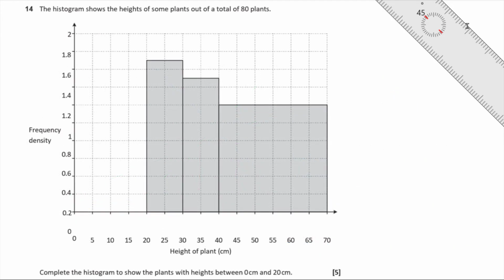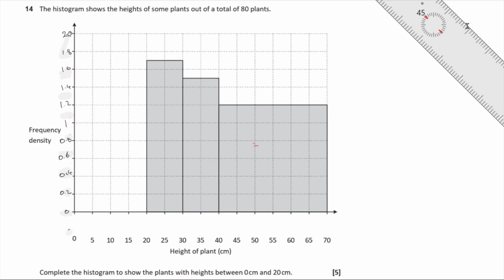Okay. Question 14. The histogram shows the heights of some plants out of a total of 80 plants. Complete the histogram to show the plants with heights between 0 and 20 centimeters. Okay, so we've got a slight problem here in that we've got a bar missing because the bars that we've got on there don't show the full range from 0 to 70. So how many of the plants have we accounted for in those 3 bars already? Well, frequency in a histogram is equivalent to the area rather than the height of the bar. So we're going to take the length and the width of each of the rectangles, multiply it together, and then we'll get the frequency of plants in that bar.